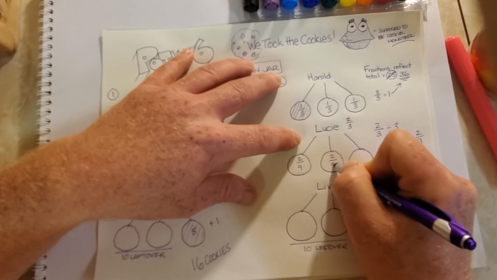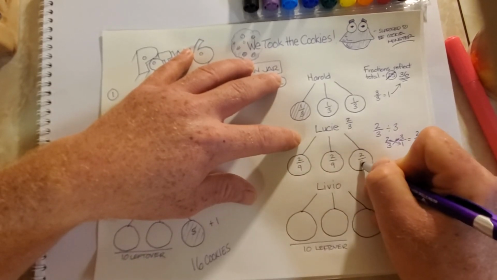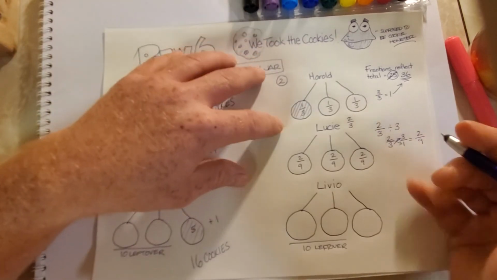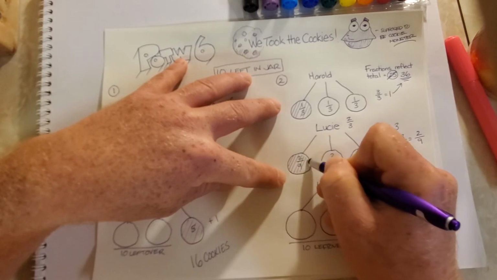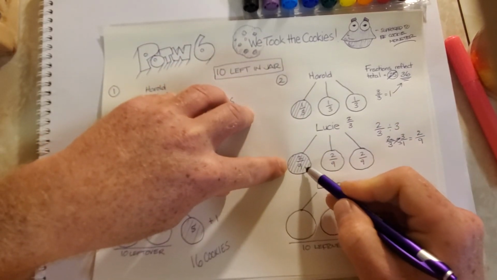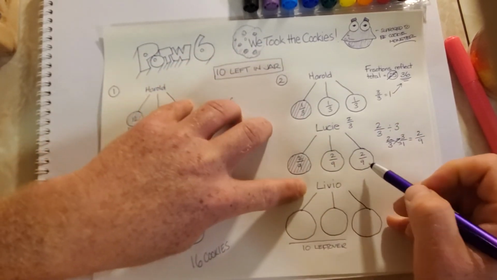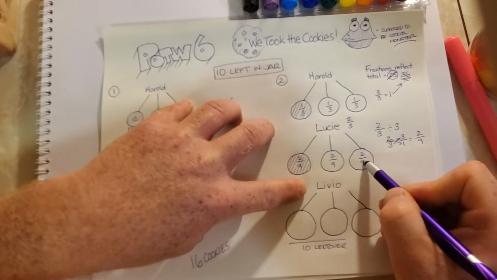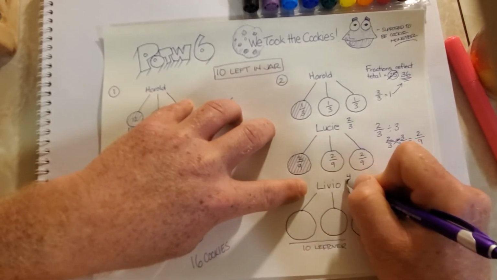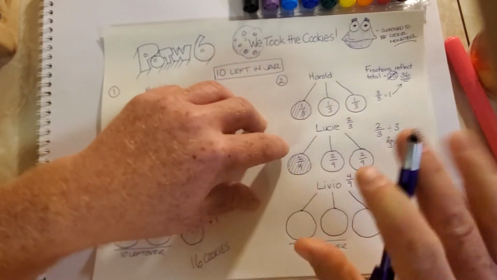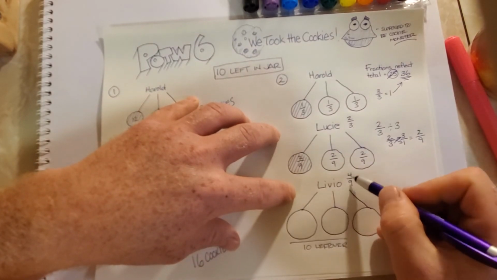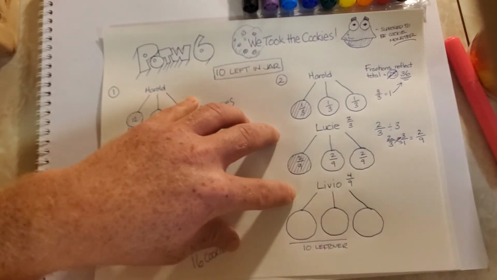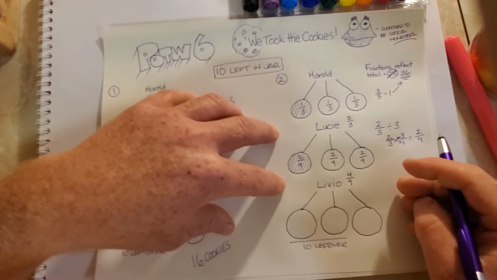2/9, 2/9, 2/9. Hope that made sense. So again, Lucy keeps 1 pile, and the pile she keeps is 2/9 of the total. And Livio receives, well, 2/9 plus 2/9 equals 4/9. We're getting in some weird fractions, but bear with me. It's not that bad. So if Livio gets 4/9, we have to split 4/9 into 3 parts, right?